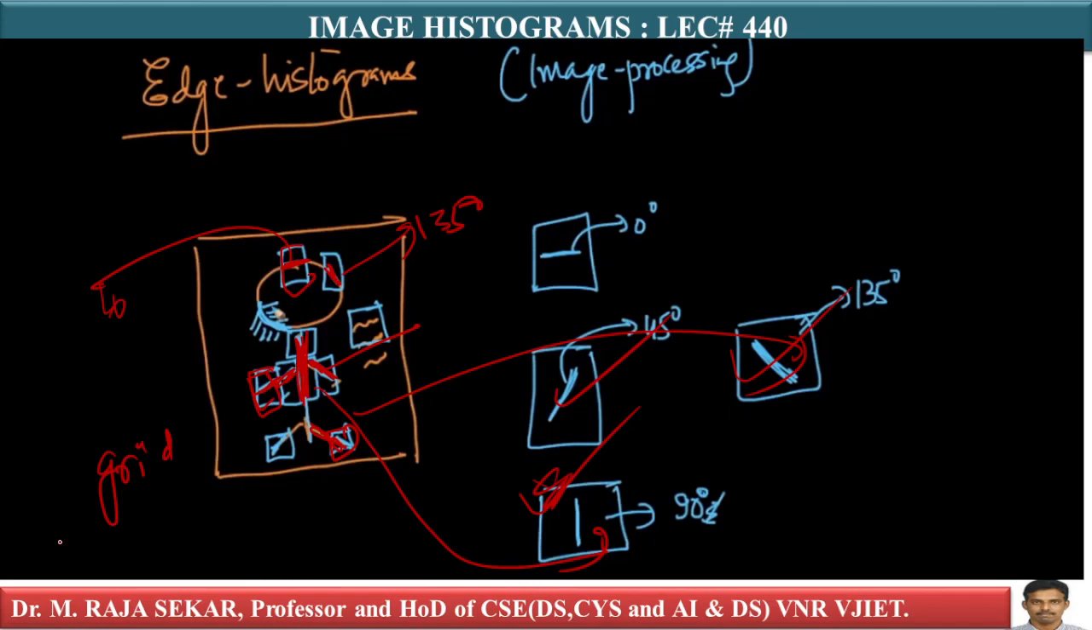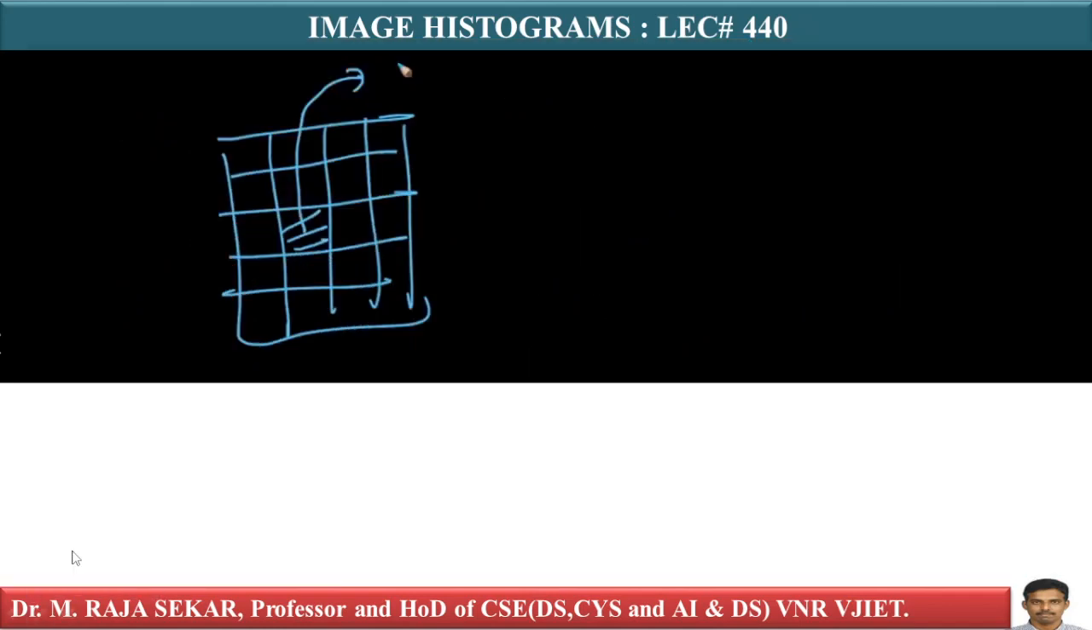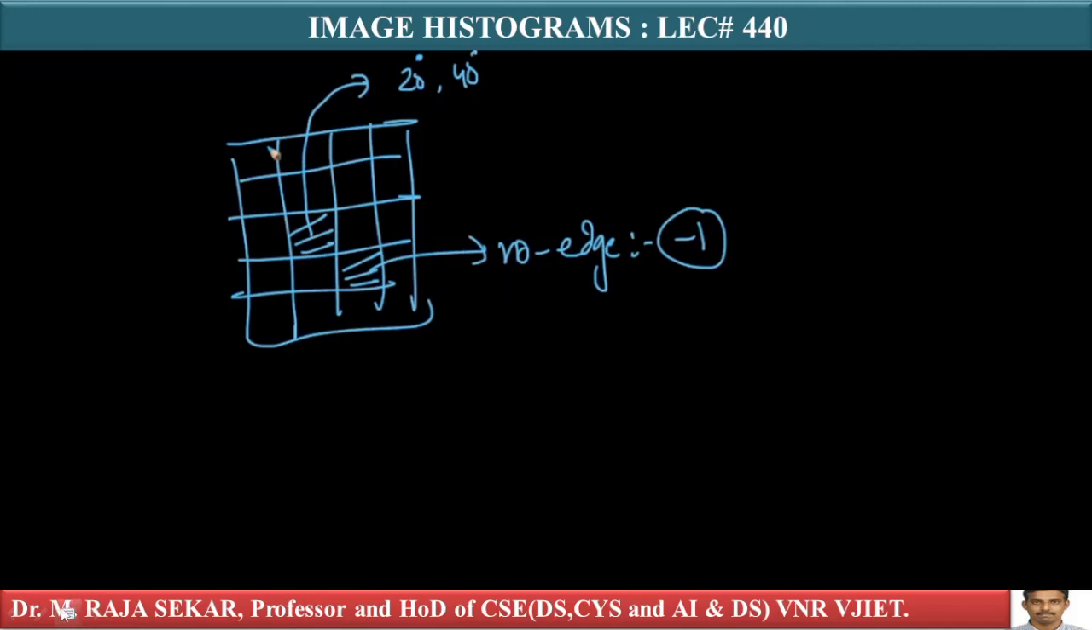In each of these regions, if there is an edge, what is the angle of the edge? Is it 20 degrees, 40 degrees? It might be the case that there is no edge, for example, here, no edge. When there is no edge, what value can one give? One can give a value of -1. Just see, if there is no edge, give -1.